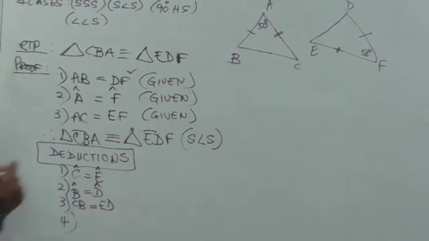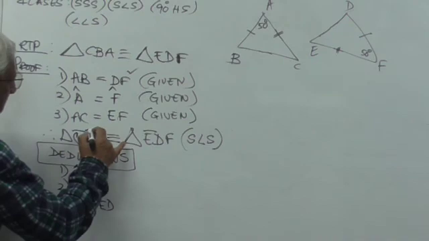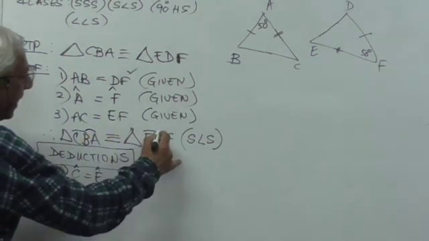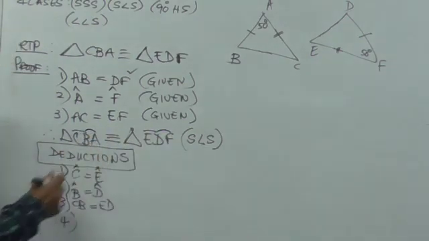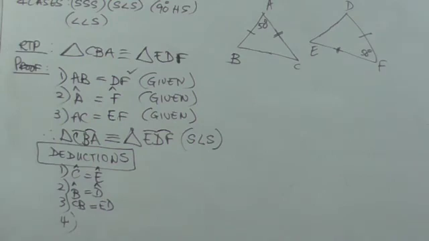Next, the next two, these two and that, AB will equal DF. Have we used it in the proof? Yes, we have used it in the proof. Therefore, it cannot be a deduction.